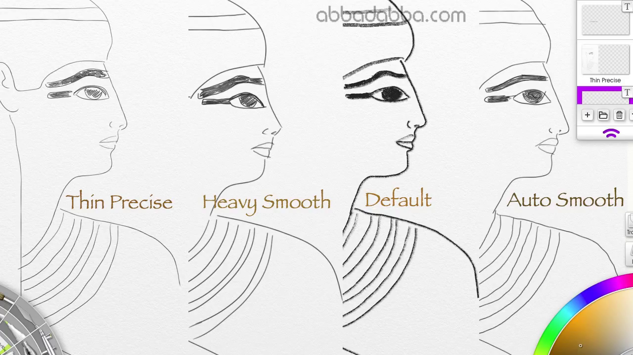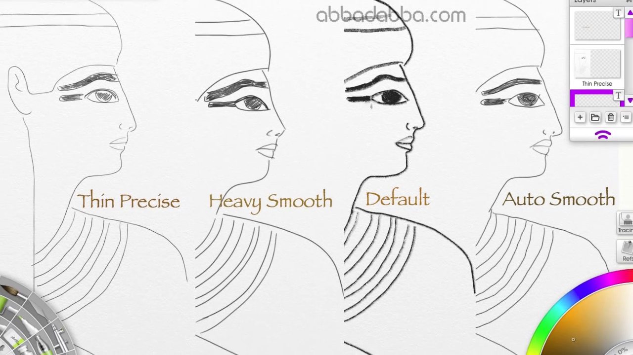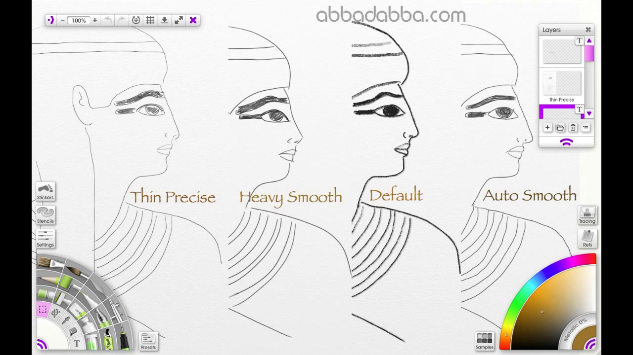Okay, so that concludes our lesson for today. We're going to next time look at the soft pencil tools. And I won't do the exact same things that I did here. We'll be doing something different.